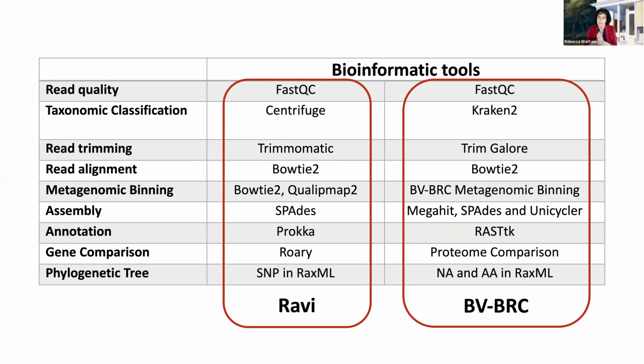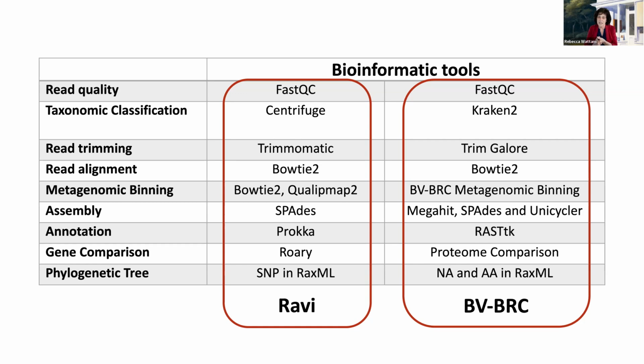They did their own metagenomic binning using Bowtie 2 and something I'm not familiar with, which is QualiMap 2. And we have our metagenomic binning service. For the annotation part, for the assembly, they use SPAdes. I used MegaHit, SPAdes, and Unicycler. Actually, I thought Unicycler gave me the best assembly on that.